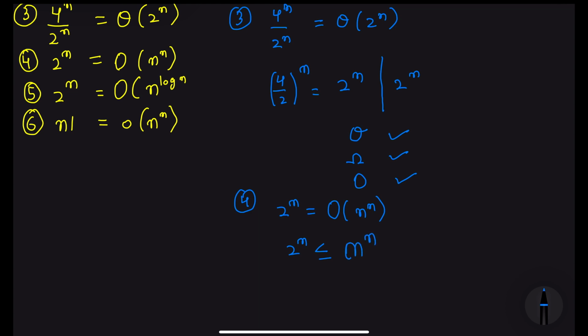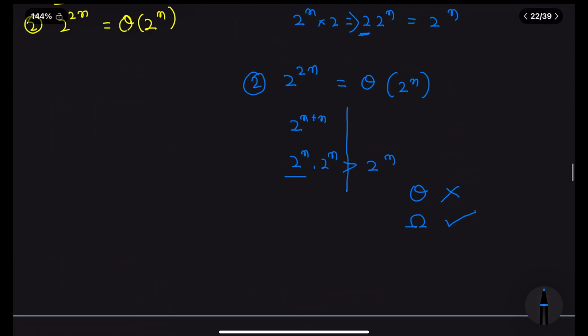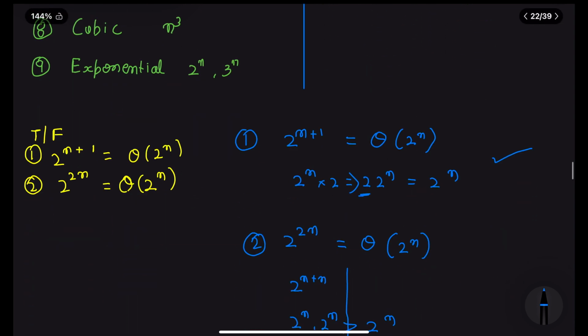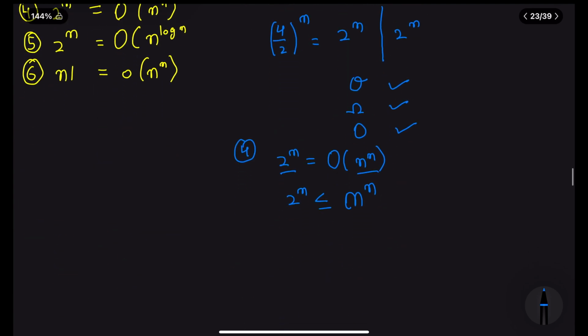So let's look at our complexity classes for 2 raised to the power n and n raised to the power n. So here we have defined 2 raised to the power n is smaller than n raised to the power n. So we can say here 2 raised to the power n is smaller than n raised to the power n. So in this case, this is big O, but this will not be omega, and if it is not omega, then it will not be theta also.